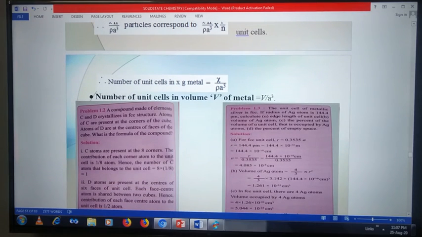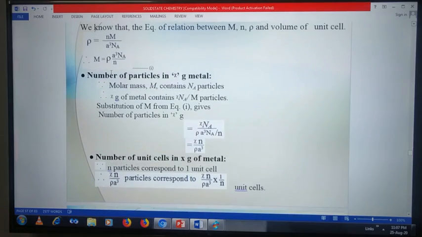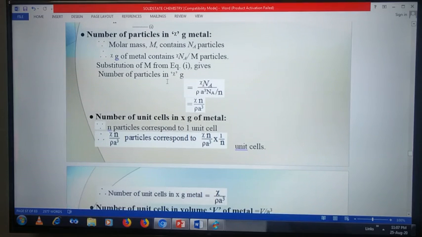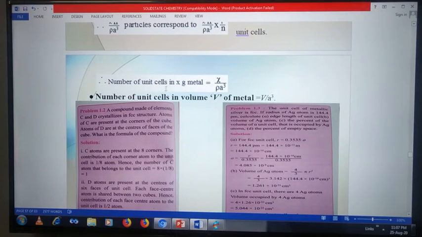And similarly, we can also show this relation, that is the number of unit cells in volume V of metal. That means if you are provided a particular volume of that metal, how many unit cells are in it? We can simply calculate by the equation V upon a cube. V is the volume of that substance given, and a cube is the volume of one unit cell from the edge length. So in this way, by using these relations, we can calculate the number of particles in x gram of metal, the number of unit cells in x gram of metal, and the number of unit cells in volume V of the metal.